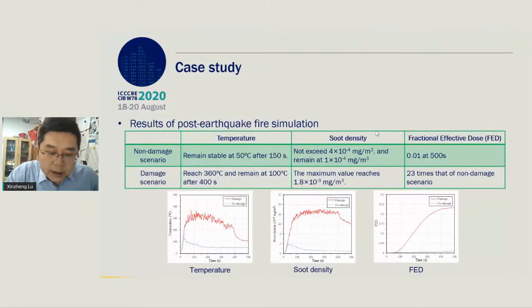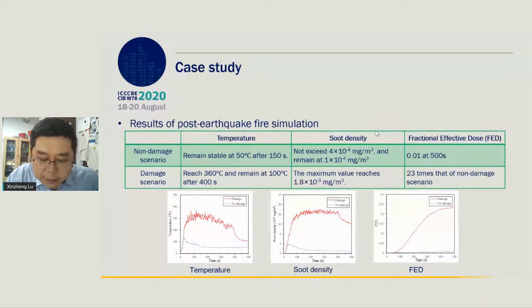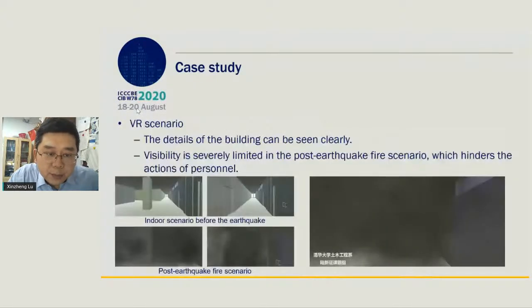Okay, next one. Here it shows the detailed comparison. We can see that due to the earthquake damage to the sprinkler system, the temperature, the soot density, and also the FED will be much higher than the one with no sprinkler damage. The difference is almost 23 times of the FED compared to the no damage case. So this shows the importance of simulating sprinkler damage.